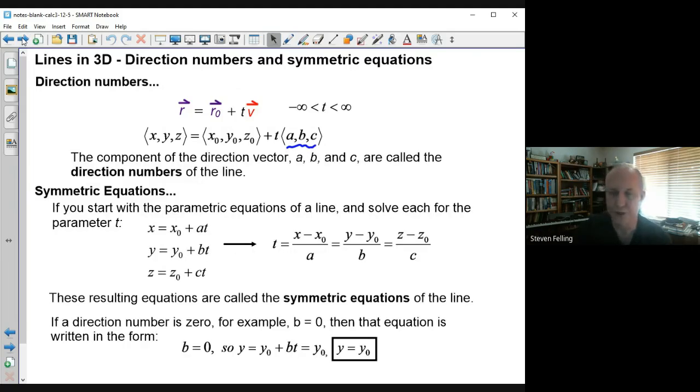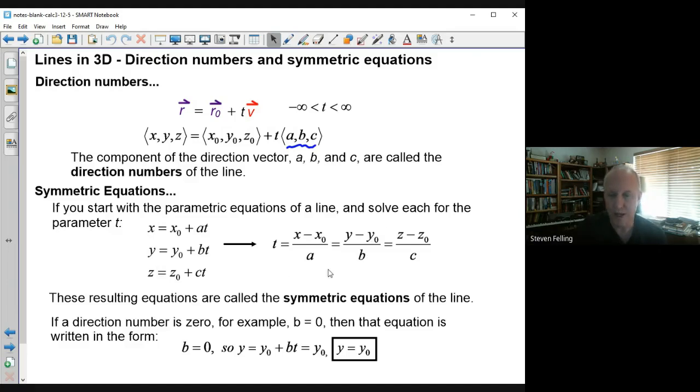All right, so a couple more terminology things. These a, b, c values, the x, y, and z components of the direction vector that shows the direction the line is going, are called the direction numbers. And if you take the parametric equations for x, y, and z, and you solve each of them for t, then since those expressions are all equal to t, they are equal to each other. So these expressions are called the symmetric equations. So x minus the initial x over the direction vector x is equal to y minus the initial y over the direction vector y, and so on.